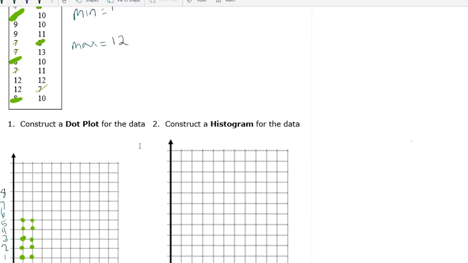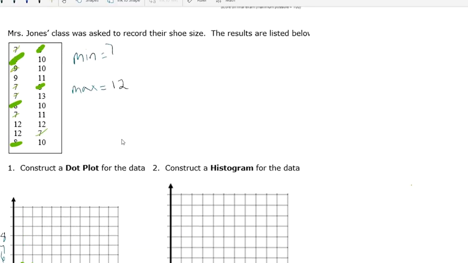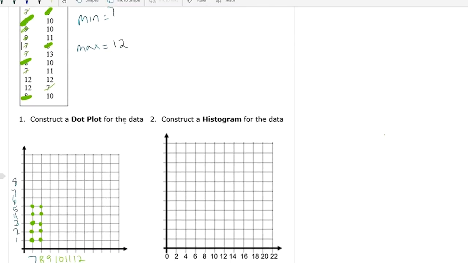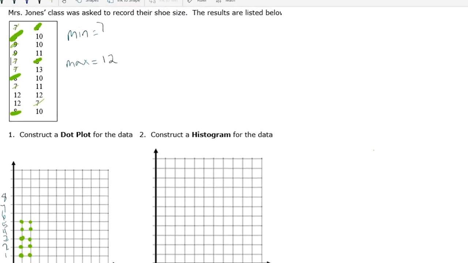All right, so let's count the 9s. So we got 1, 2, 2 9s. Let me zoom out a little bit so I don't have to keep jumping back and forth. All right, 2 9s. 1 and then 2. And then let's do 10s. We got 1, 2, 3, 4 10s. So we're going to put a dot. 1, 2, 3, 4 10s.